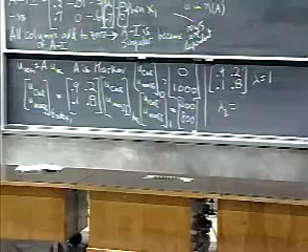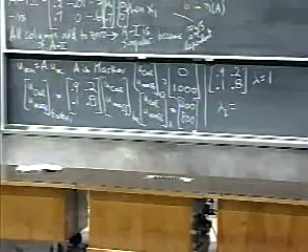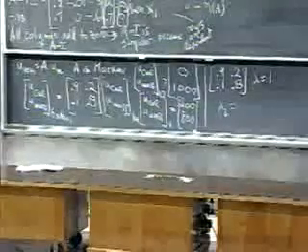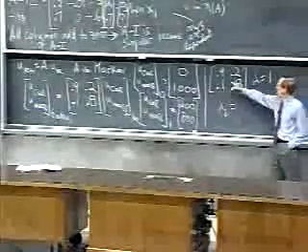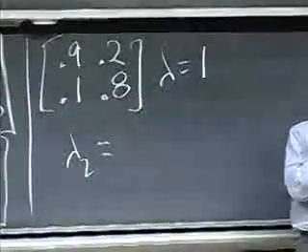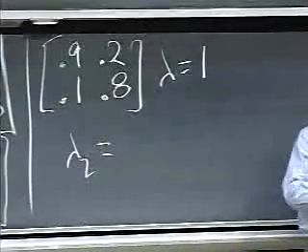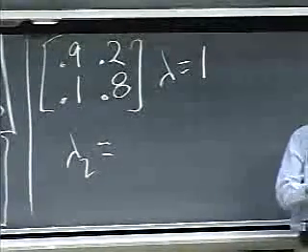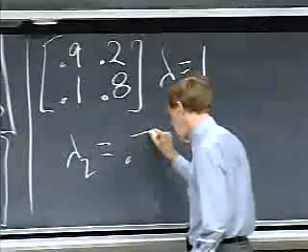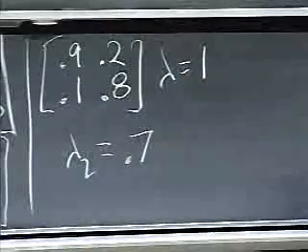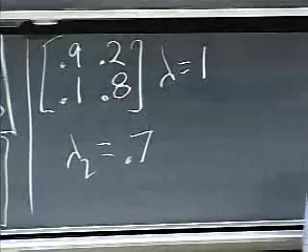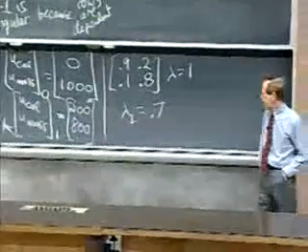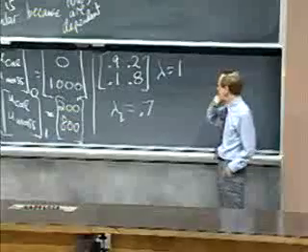What's the other eigenvalue? From the trace or the determinant; the trace is easier. The trace of that matrix is 1.7, so the other eigenvalue is 0.7. And notice that it's less than 1. And notice that the determinant is 0.72 minus 0.02, which is 0.7. Right. Okay, now to find the eigenvectors.